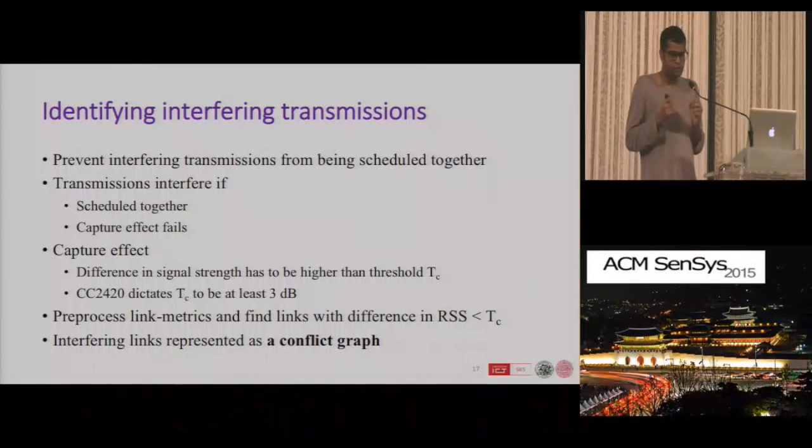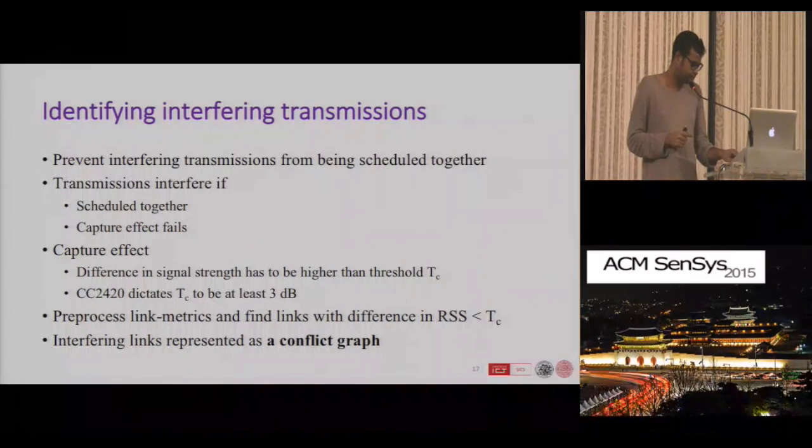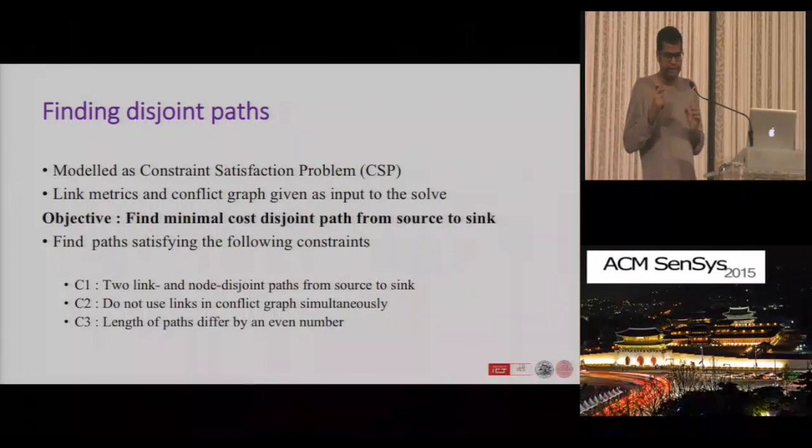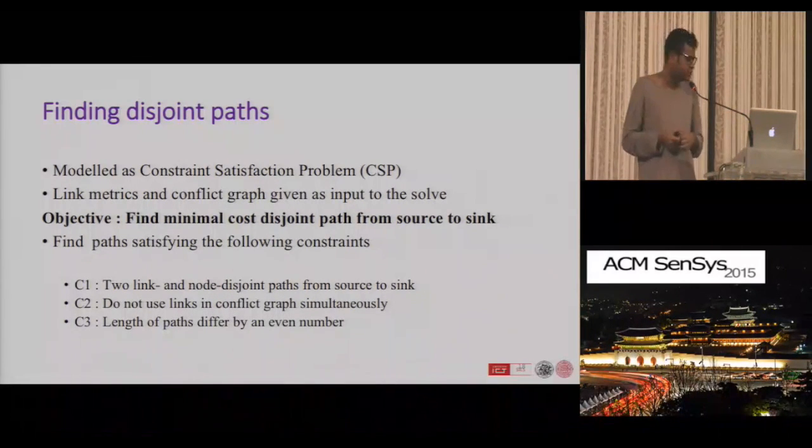So we pre-process all the link metrics that have been collected from the previous phase to find all the links whose difference in signal strength falls below this threshold of TC, which dictates if the capture effect can successfully happen. And we represent all of these links as a conflict graph. So the next step of the protocol is to use the collected link metrics as well as the conflict graph that we have generated to come up with the routing configuration which could allow us to have a disjoint pipeline between the source and the destination node.